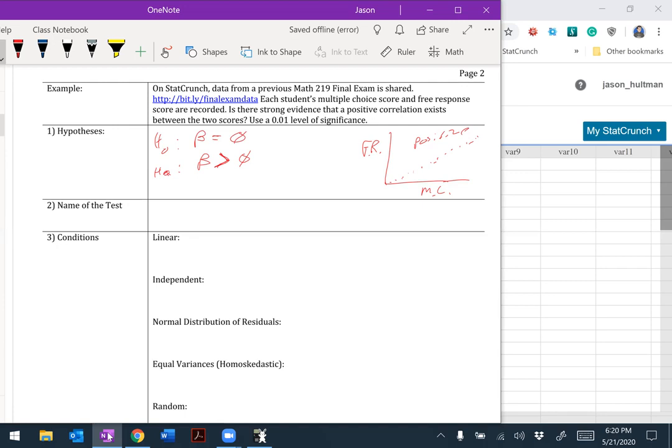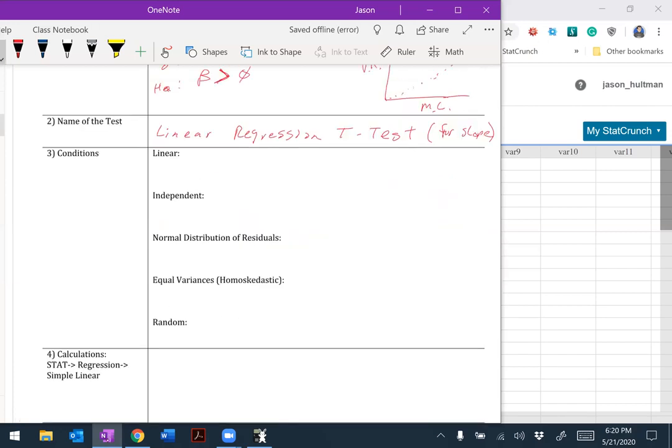Okay, so what's the name of the test? The name of the test is the linear regression t-test. Okay, and you could put in here for slope if you want. Okay, the conditions. Is the data linear? Well, we'll see. We'll just say no curves on the scatter plot, no curves.